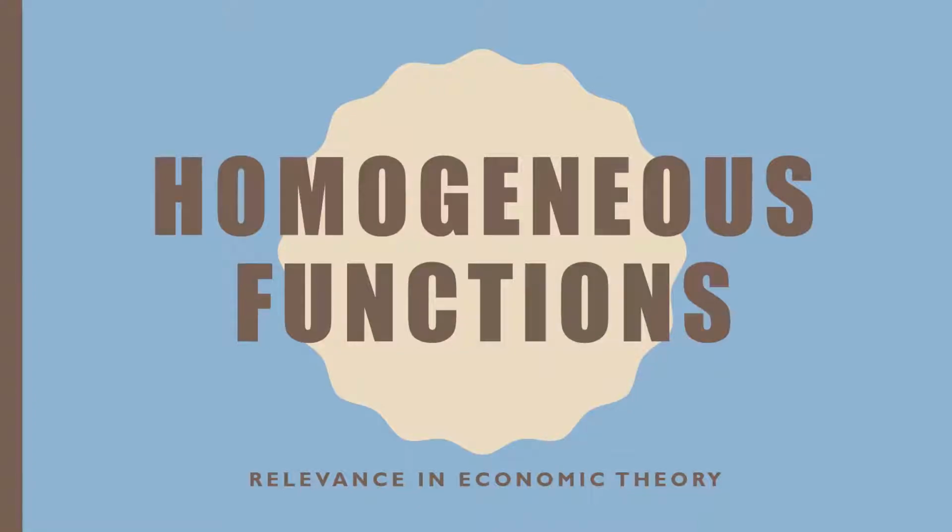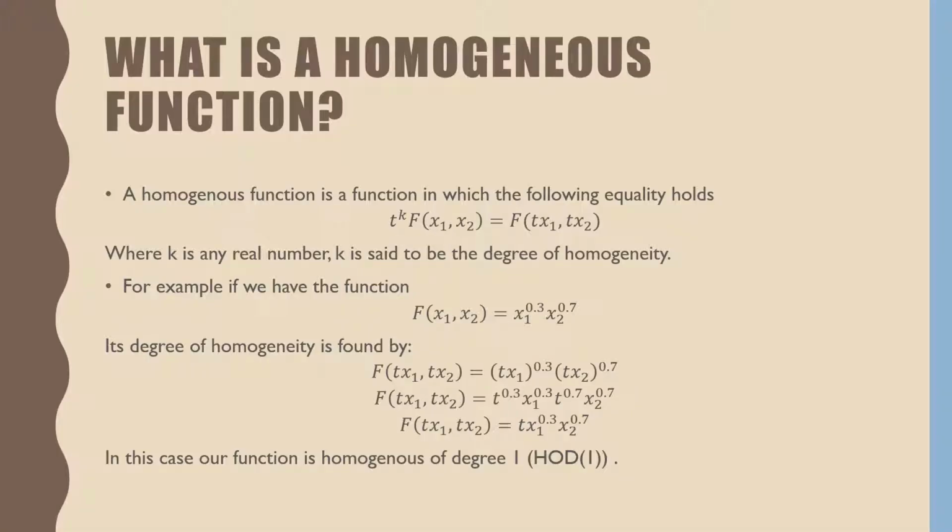In this video, we're going to talk about homogeneous functions and their relevance in economic theory. Let's go. What is a homogeneous function? A homogeneous function is a function for which the following equality holds: t^k times f of x1 and x2 is equal to f of t times x1 and t times x2, where k is any real number and k is said to be the degree of homogeneity.